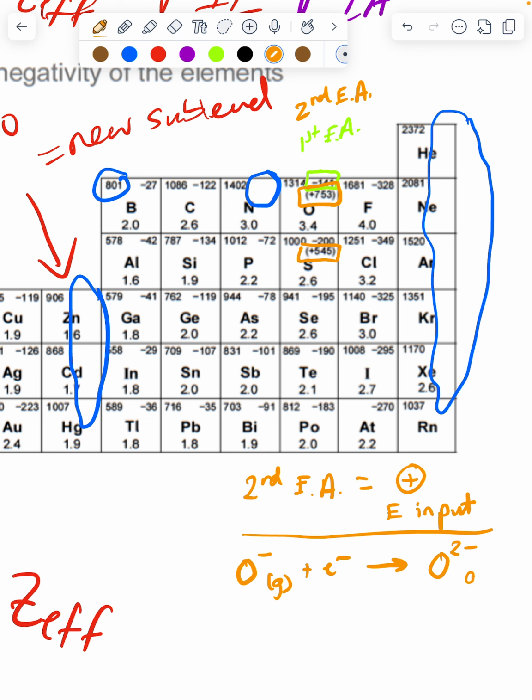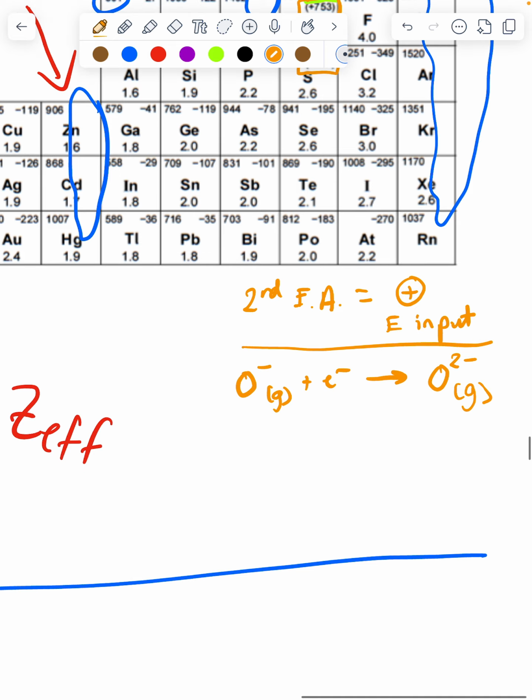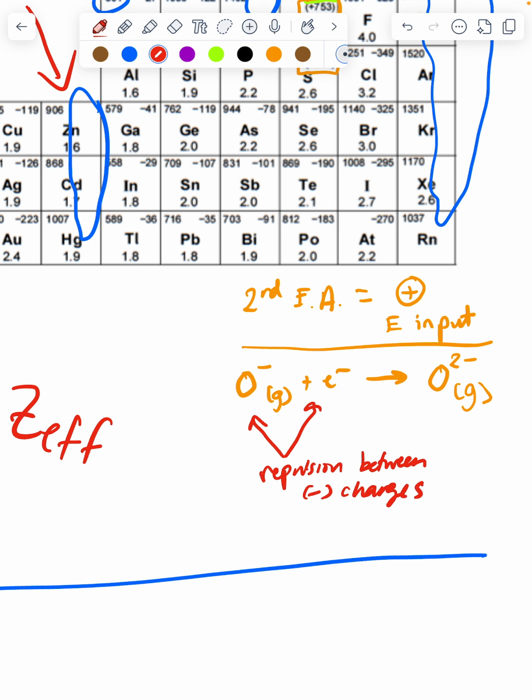And so this would be an equation for a second electron affinity. And because there's repulsion between negative charges, second electron affinity values are always positive. They always require energy because it's not about positive and negative coming together, which should happen naturally and release energy. Negative and negative won't come together unless you put in energy and make it happen.